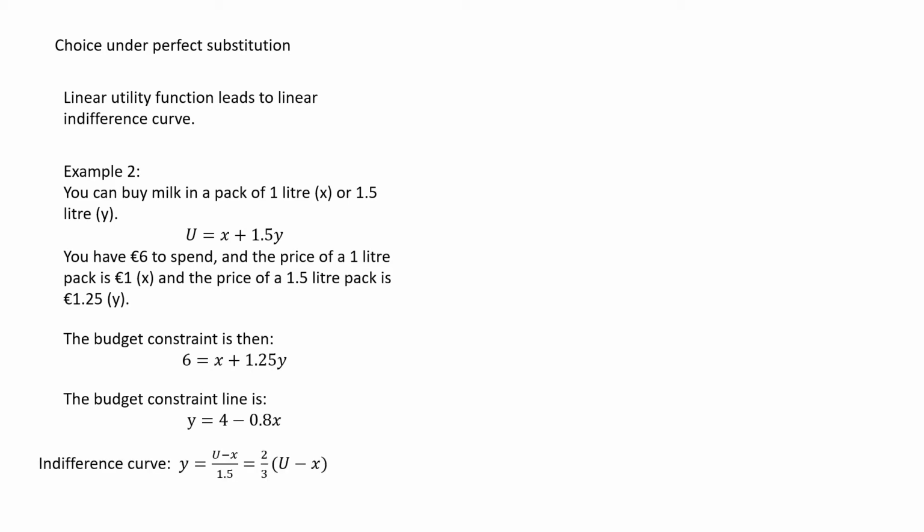The indifference curve can be calculated from the utility function again by getting Y to the left-hand side, and this will give us U minus X times 2/3. So what we can already see is that the budget constraint line is going to be a line with a slope of minus 0.8, and the indifference curve is going to be a negatively sloped line with a slope of minus 2/3. That means that the budget constraint line is going to be steeper than the indifference curve.